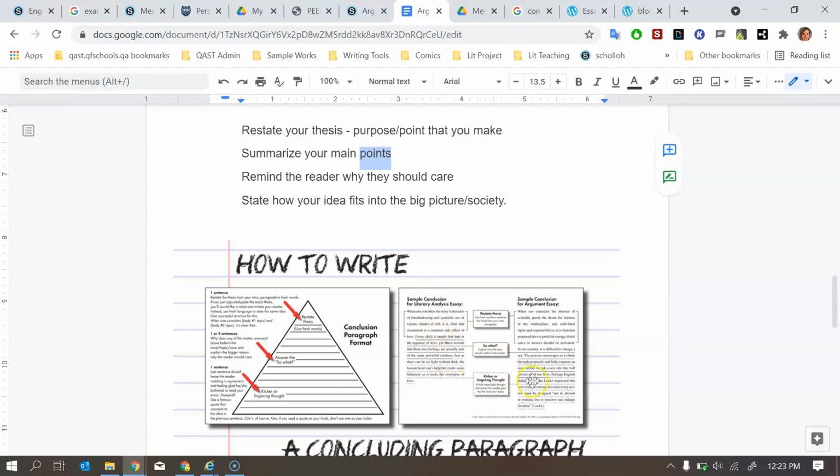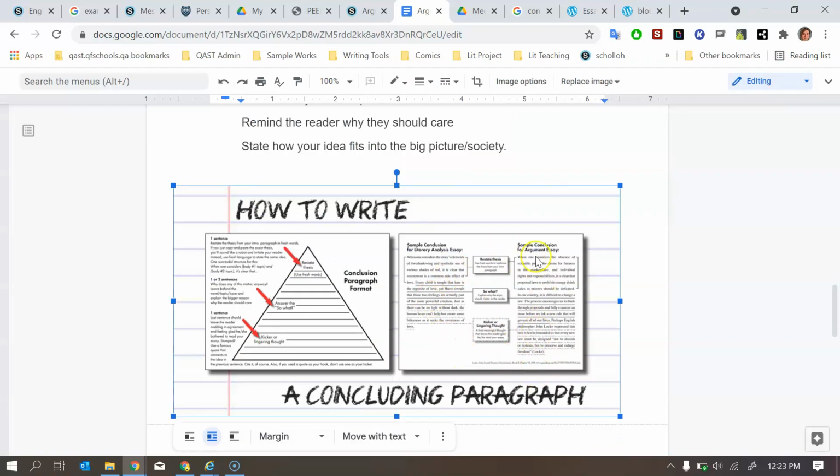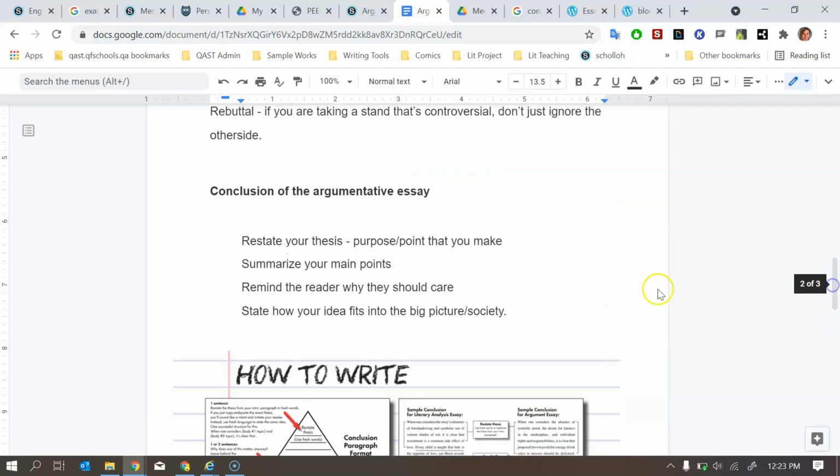You will find here, and I don't expect you to zoom in, but I want to just show you a sample conclusion of literary analysis and a sample conclusion for an argumentative essay. These are always consistent. This is how conclusions are written, but what they look like is different. So how you answer these questions, depending on the purpose of why you are writing, that varies. But you want to restate your thesis, summarize your main points, remind the reader why they should care, and then connect to the big picture. How does this affect society, our world, our community, etc.?